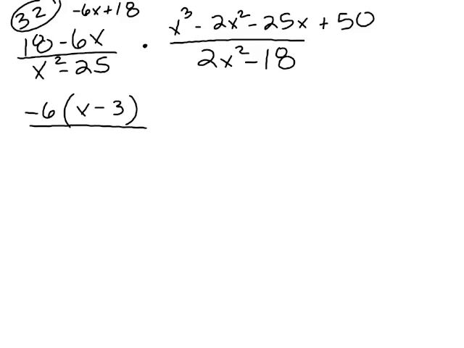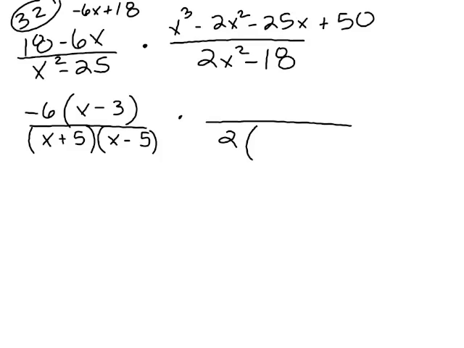Then on the bottom, perfect square. So x plus 5, x minus 5. All multiplying. 2x squared minus 18. Let's pull out the 2. Turn that into an x squared minus 9. Because that's a perfect square, so I'll make that a little bit easier. This is actually 2 times x plus 3, x minus 3.